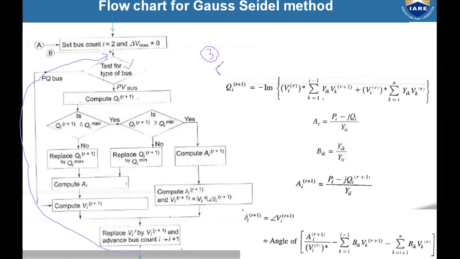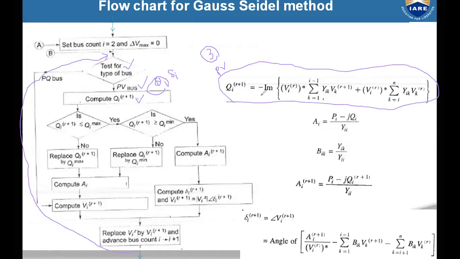Suppose your third bus is a PV bus, if it is not a PQ bus, if it is a PV bus, then at PV buses you have to determine the Qi value and delta i value. These two you have to determine. So now Qi in the (r+1)th iteration you have to compute. If it is a PV bus, you determine the Qi value by using the expression Qi^(r+1). That Qi^(r+1) expression is this one.